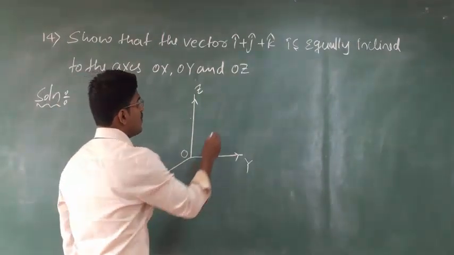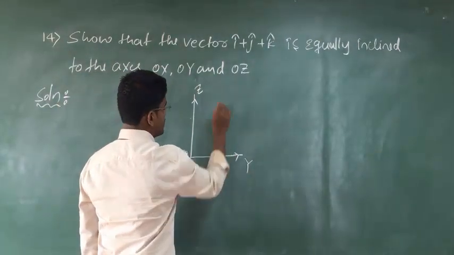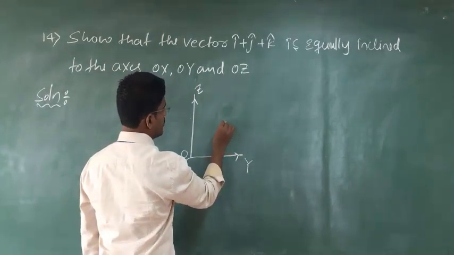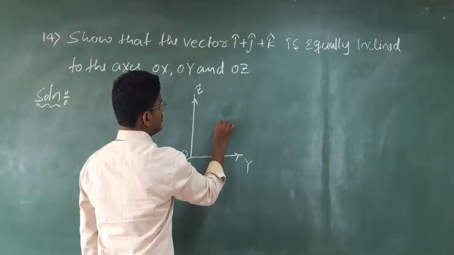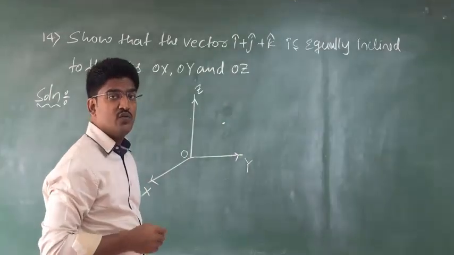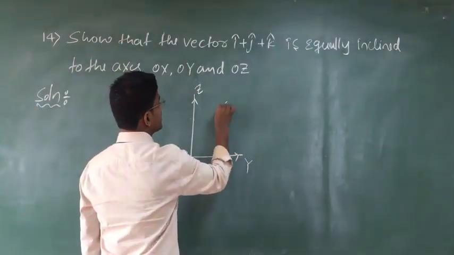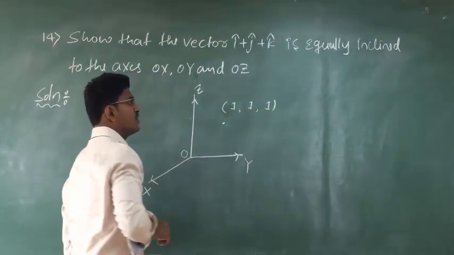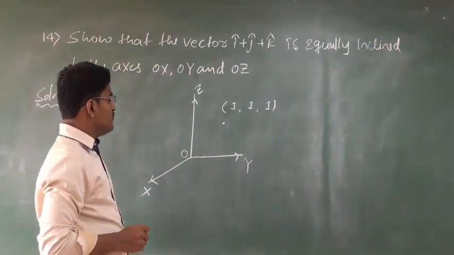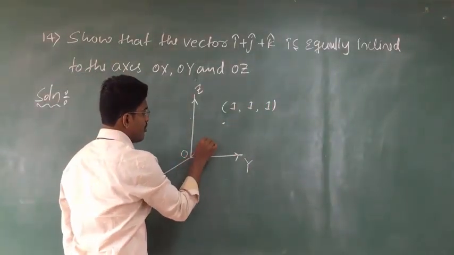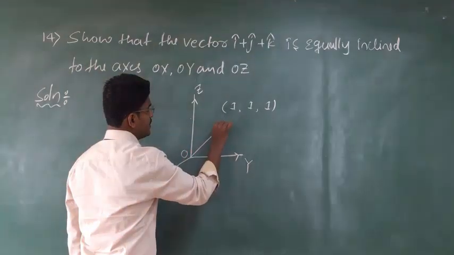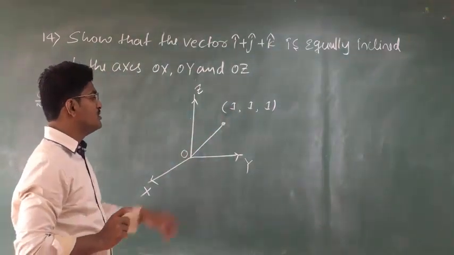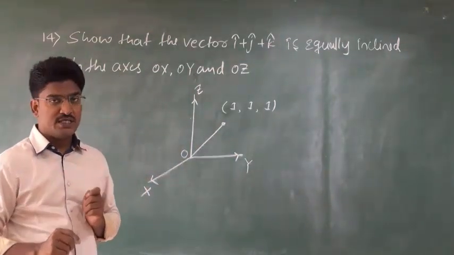Suppose we have a point in space, no problem. There is a point in space with some Cartesian coordinates. Let us take 1, 1, and 1. If I join from the origin to this point, this particular point is in space.